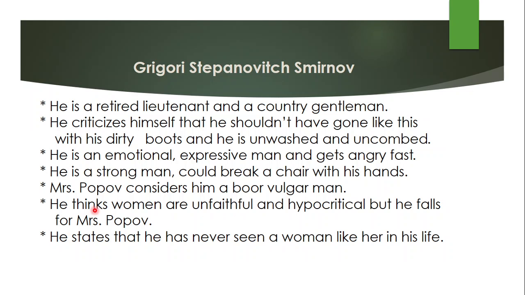Mr. Smirnov thinks that women are generally unfaithful and hypocritical, because he had a very bad experience with a woman. That's why he thought Mrs. Popov was the same. But ultimately, when he conversed and argued with her, and observed her innocence and her beauty, he falls in love with her. It is what we can call love at first sight, and it is his weakness. We have also seen he's emotional, so because she is very beautiful, he fell before her beauty and innocence.